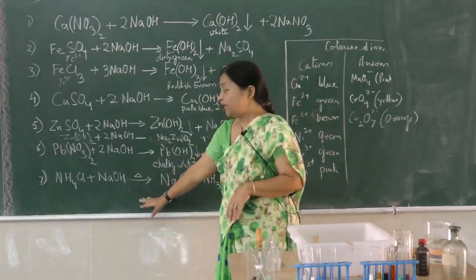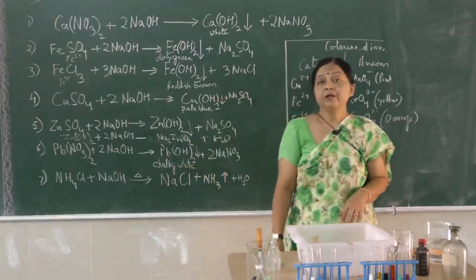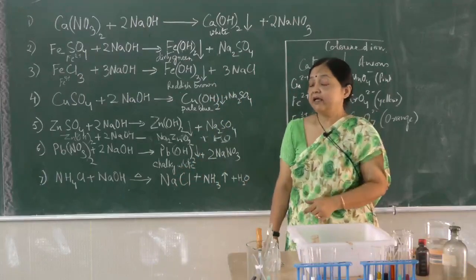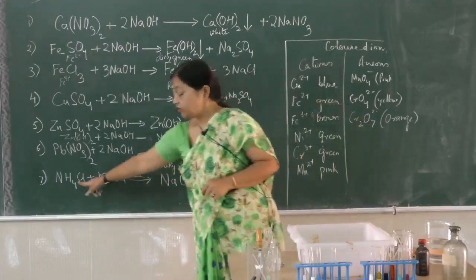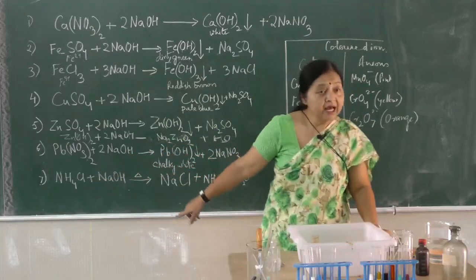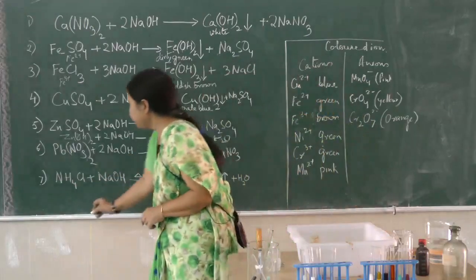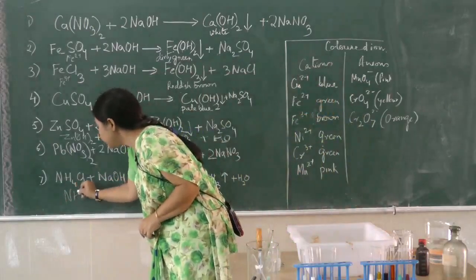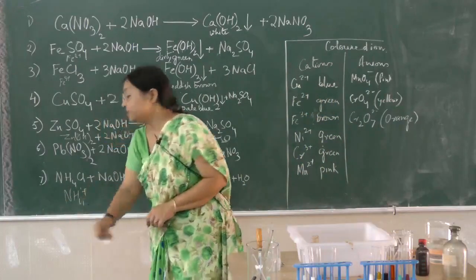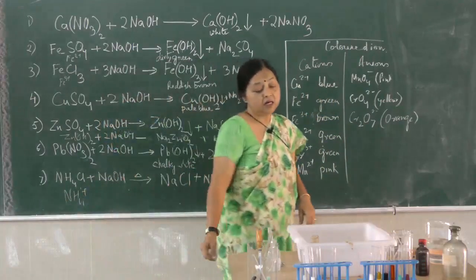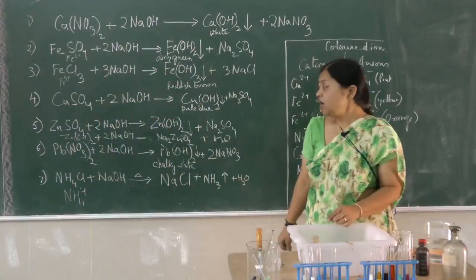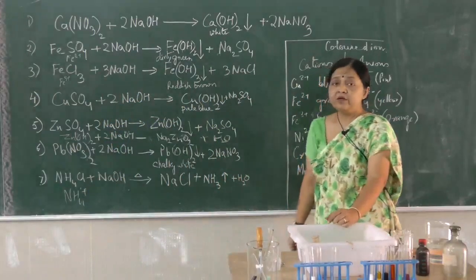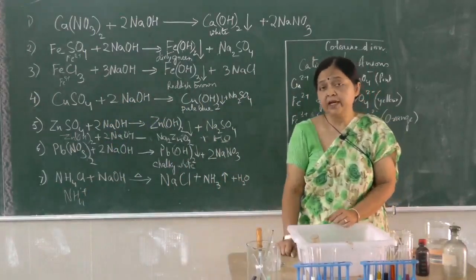Now the last one is the non-metallic cation, NH4 plus. NH4 plus is the cation over here, and this is not a metal. So ammonium salts, the NH4 plus ion, is also a cation, but not a metal cation. Now how do you identify a non-metal cation like the ammonium ion?